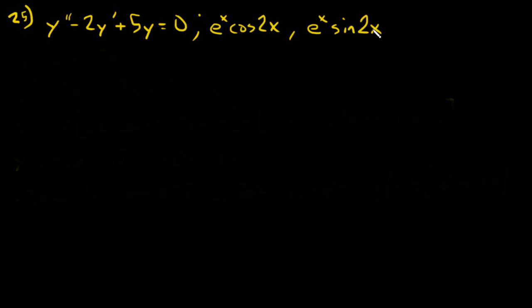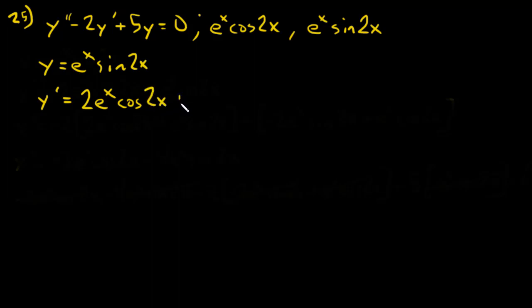Alright, so now let's try the solution. So we have y is equal to e to the x sine 2x. Okay, so y prime is going to be first times derivative of the second, which is going to wind up being 2 e to the x cosine 2x, and then plus second times derivative of the first, e to the x sine 2x. Okay, so that's the y prime.